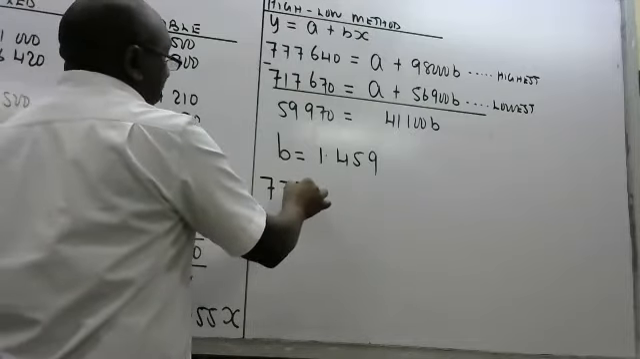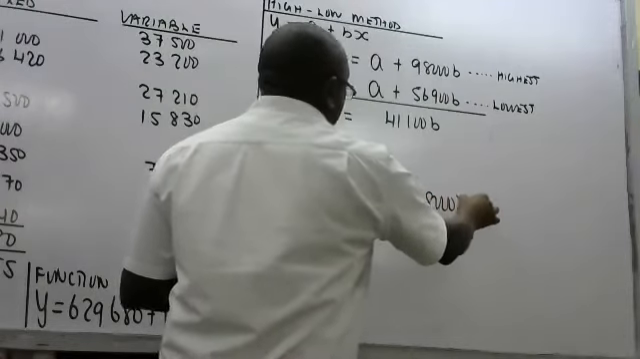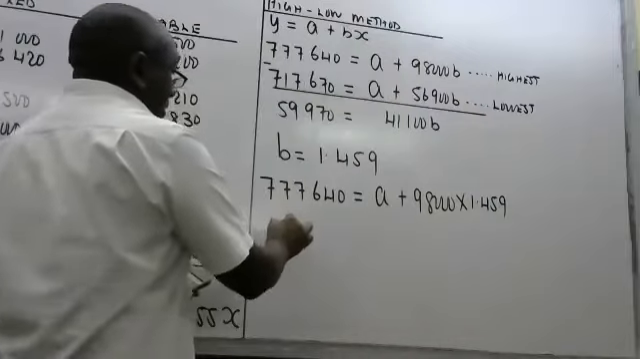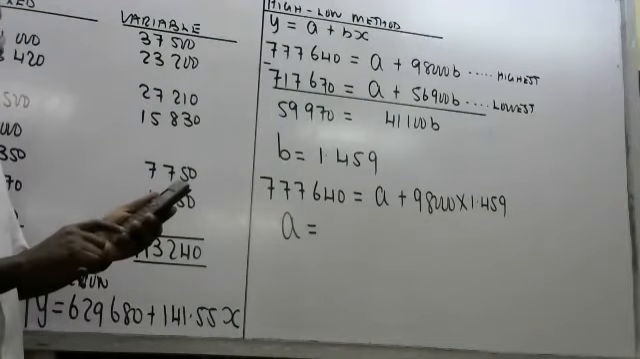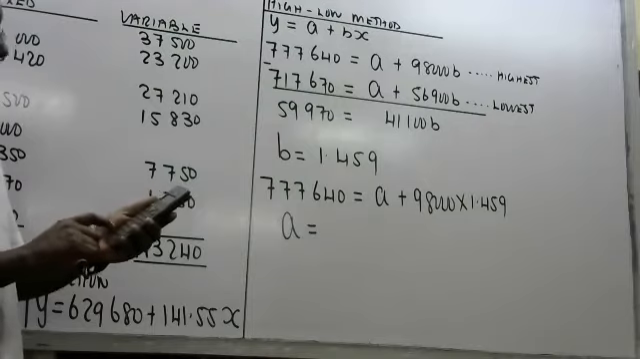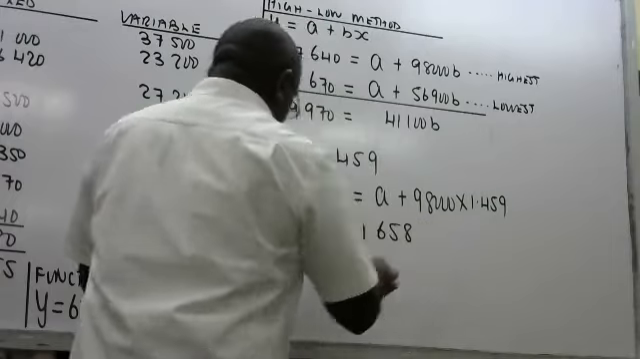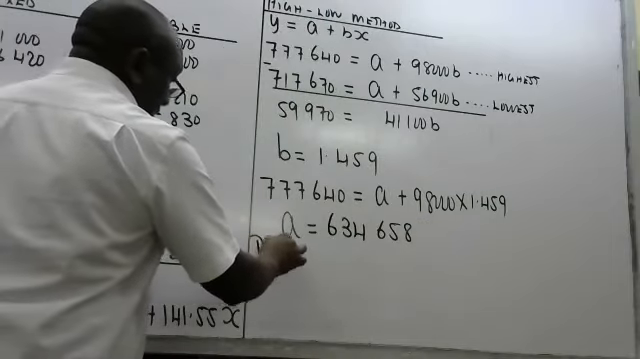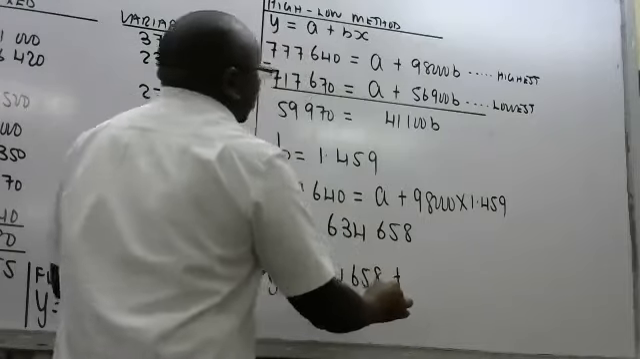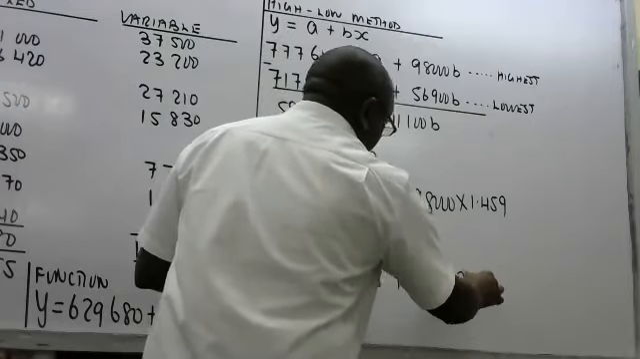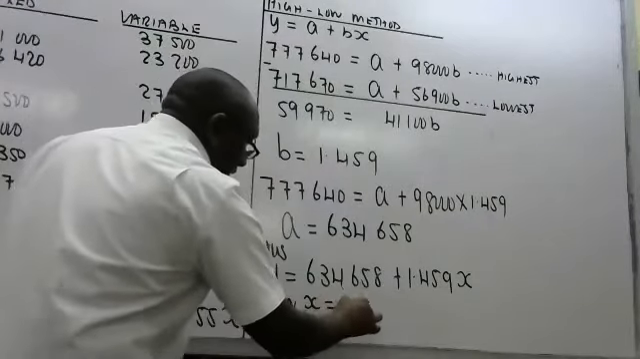Then I say 77,640 is equal to A plus 98,000 times 1.459. So based on that, I'll be able to say A equals 77,640 minus 98,000 times 1.459. I get 6 at 4, 6.58. So thus, y is equal to 6 at 4, 6.58 plus 1.459x.